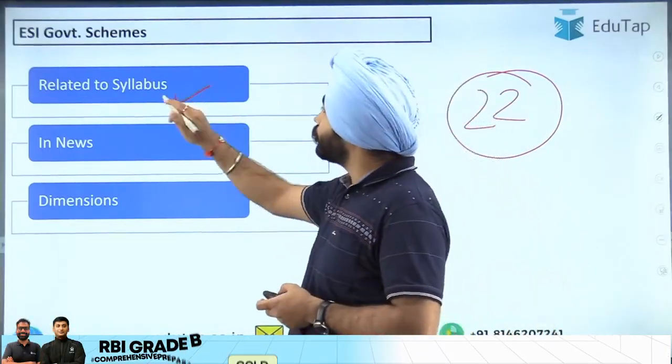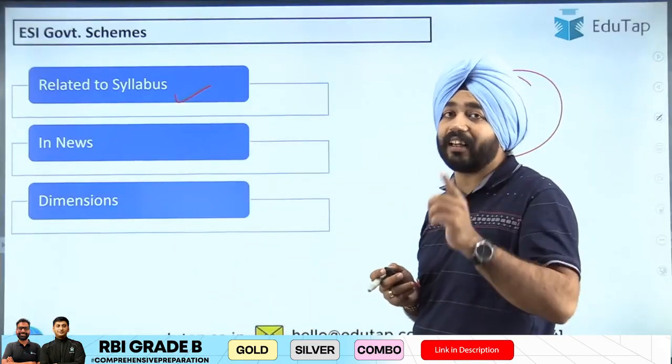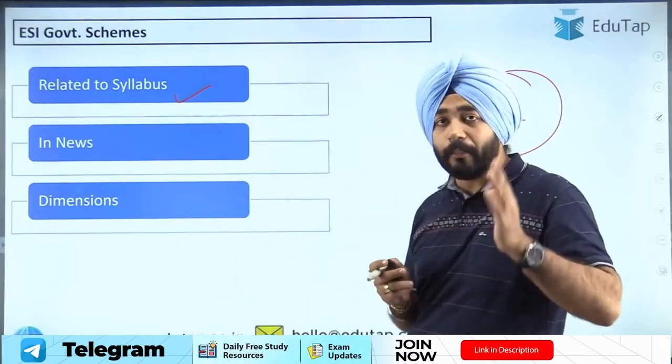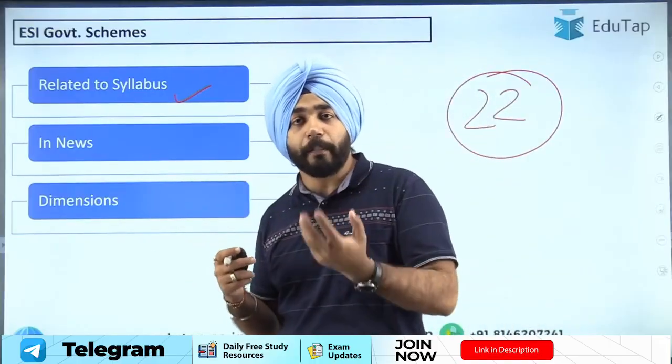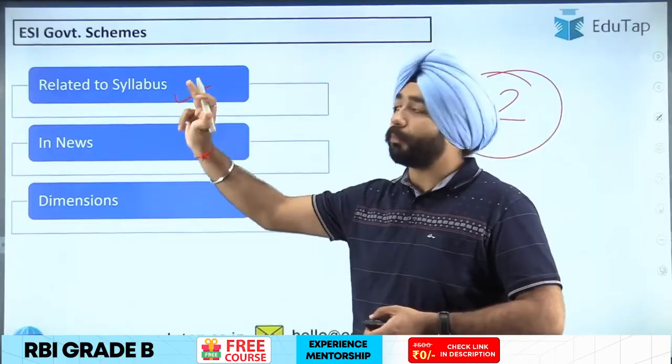Now what is to be done when you are preparing for government schemes? First of all, you should be very thorough about the syllabus. ठीक है. Understanding of syllabus is really important. As I have discussed with you, AMRUT scheme, urbanization and migration, Operation Greens, PM Kisan, Indian agriculture. So understanding of syllabus is important.